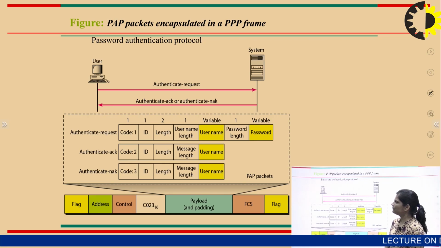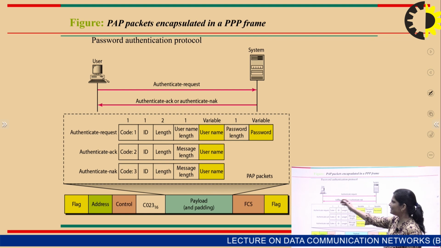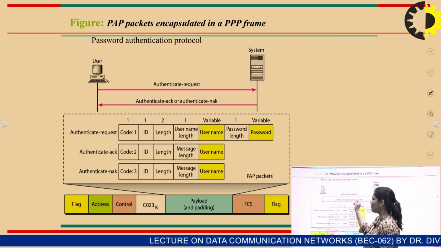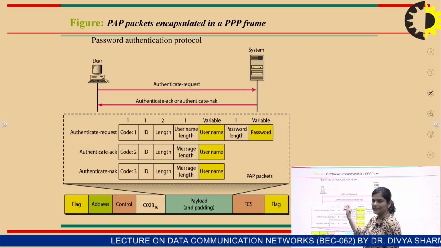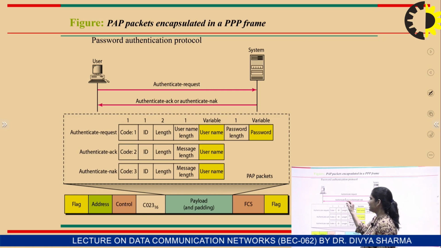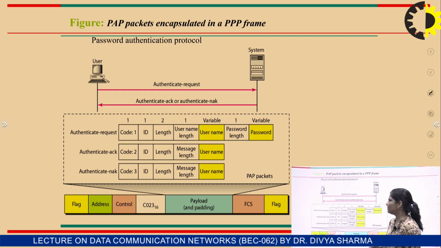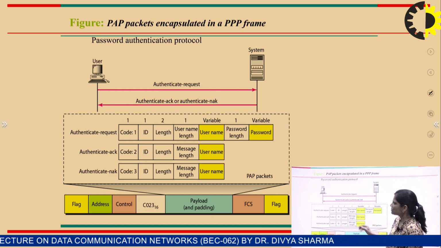Now here is a PAP packet encapsulated in a Point-to-Point Protocol frame. PAP stands for Password Authentication Protocol. We are sending data from the user to the system. First we have to send the authenticate request, then authenticate acknowledgement and authenticate not acknowledgement. So these are the formats.